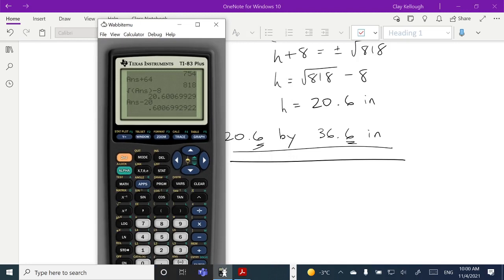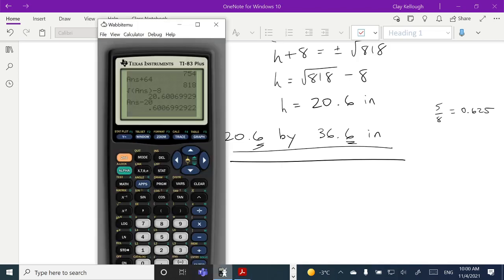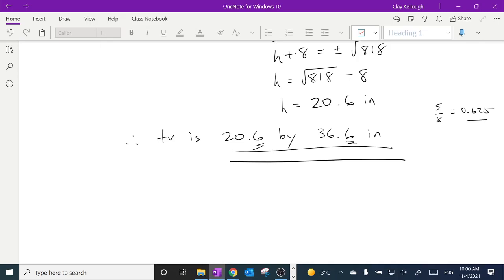But if you wanted to be more accurate than that, you could say that it's closer to 3/4 than it is to a half. Am I right about that? Actually, you know what it's really close to? It's close to 5/8. Because 5/8 is 0.625. So 0.6 and a little bit of change is actually closer to this number. So I would say that it's actually closer to 20 5/8 by 36 5/8 of an inch.